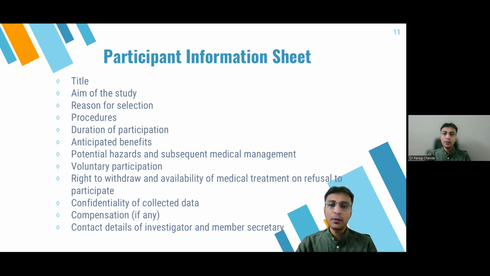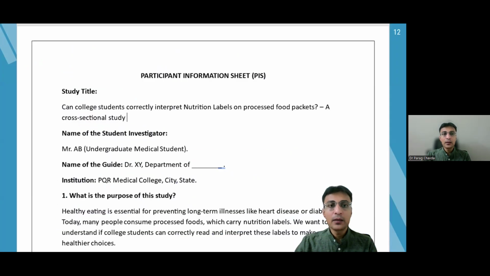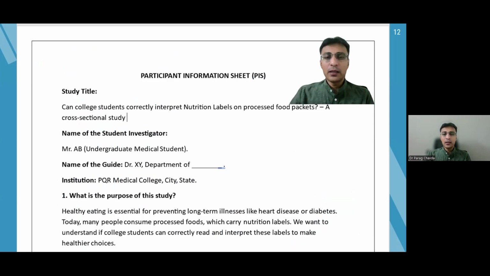Now we'll look at a sample participant information sheet and understand, for a particular sample research study, what all sentences can potentially go there. So this is a screenshot of a Word document, where over the next 4 or 5 slides we are sharing screenshots of a sample participant information sheet for a sample study. The study title is Can College Students Correctly Interpret Nutrition Labels on Processed Foods, a cross-sectional study. The participant information sheet gives the name of the student, the name of the guide, and the institute as well.